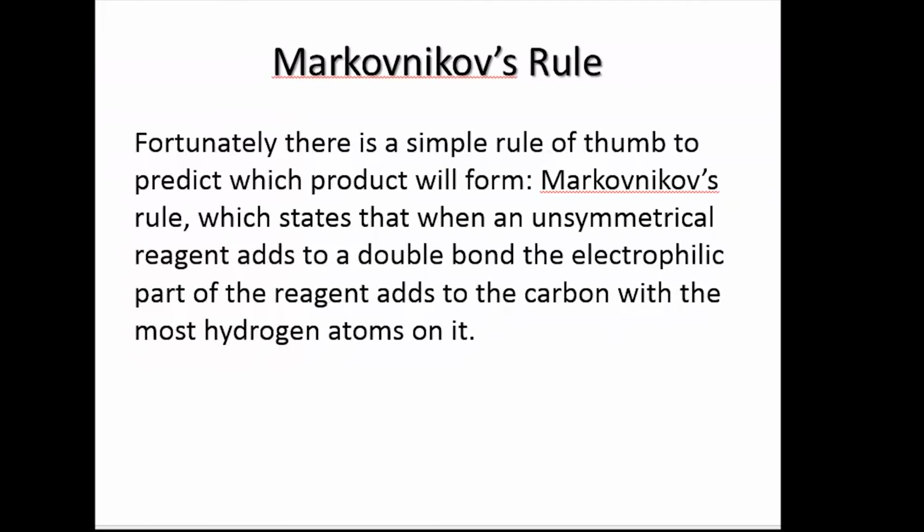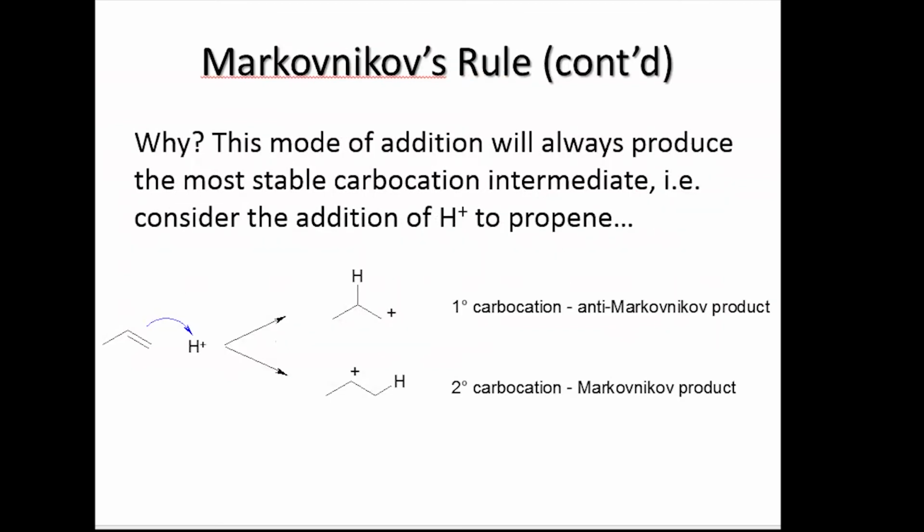Well, we can use Markovnikov's rule. There's a simple way to predict this. Markovnikov's rule states that when an unsymmetrical reagent adds to a double bond, the electrophilic part of the reagent adds to the carbon with the most hydrogens on it. The mode of addition will always produce the most stable carbocation intermediate.